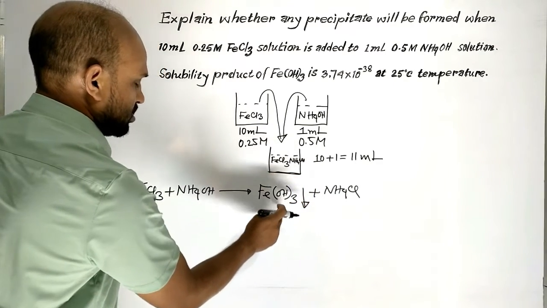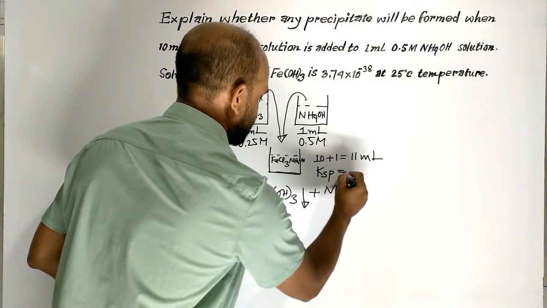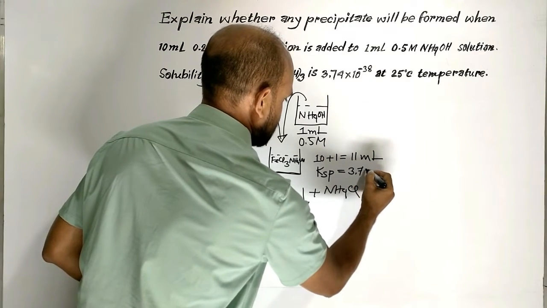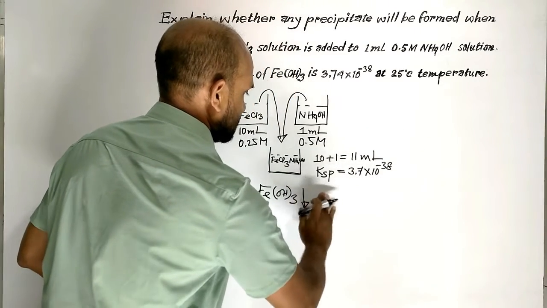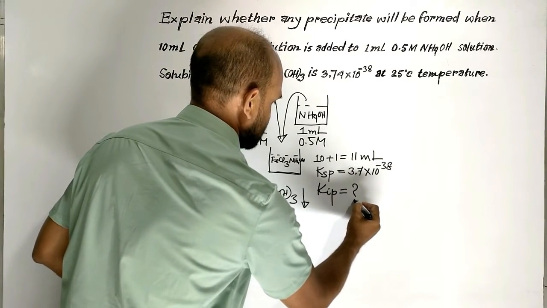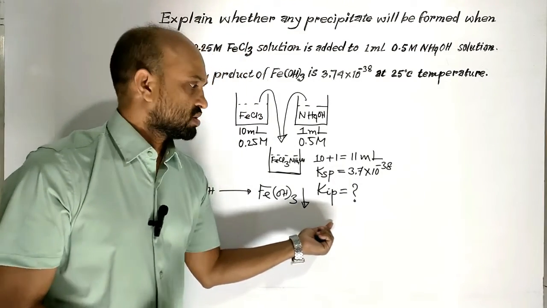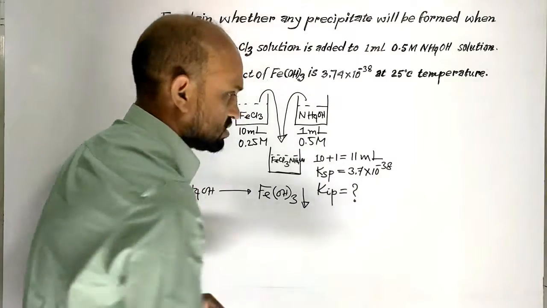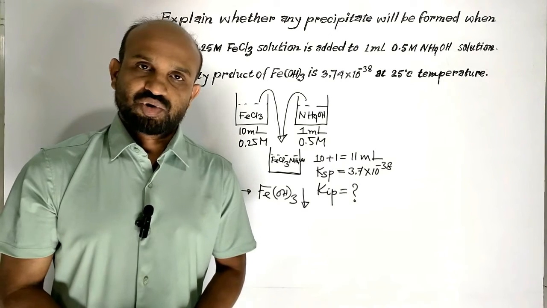that is, whether ferric hydroxide deposits as precipitate or not. Here the solubility product of ferric hydroxide has been given, this, 3.7 times 10 to the power minus 38. Here we have to calculate the ionic product of ferric hydroxide. Then from the comparison between the two values we can say whether precipitate will be formed. So let us find the ionic product of ferric hydroxide.